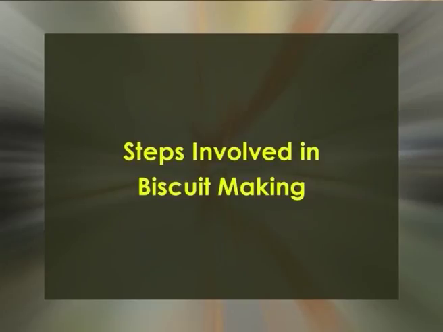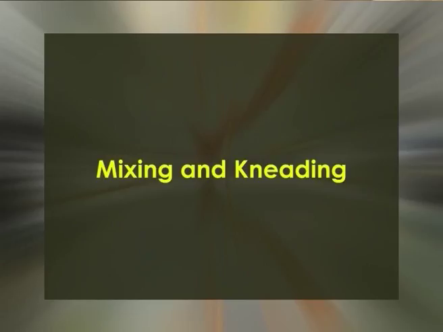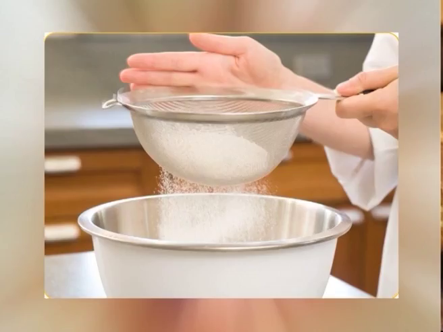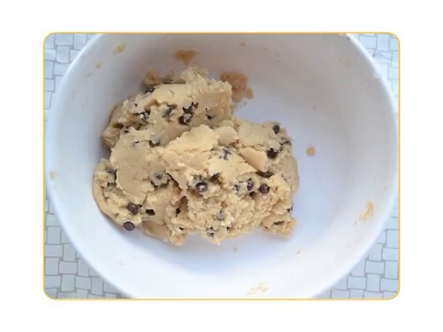Now let's discuss the steps involved in biscuit making. Number 1. Mixing and kneading. Weighed amounts of sifted flour, sugar, shortening and flavoring agents are added and mixed. Water and baking powder are added and mixed continuously to obtain a dough of desired consistency. Optimum kneading of 10 to 20 minutes produces biscuits with fine structure, smooth crust and better appearance.